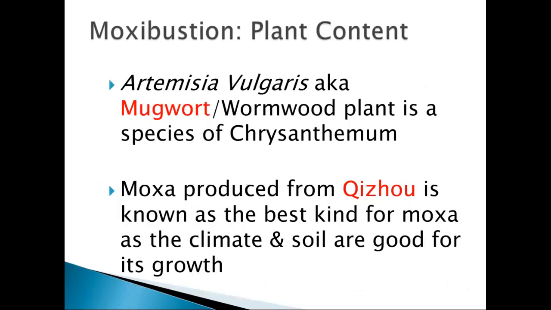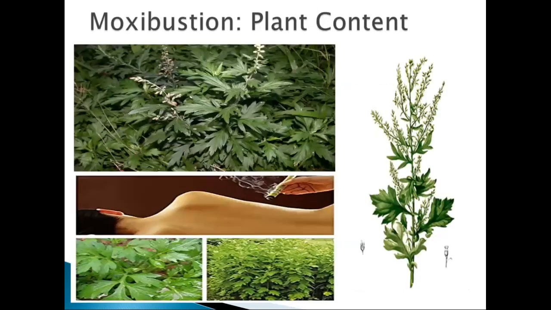Mugwort, in its scientific name, is known as Artemisia vulgaris, a species of chrysanthemum. Moxa produced from the province of Sichuan is known as the best kind for moxa as the climate and soil are good for its growth. And here's an example of our moxibustion plant.